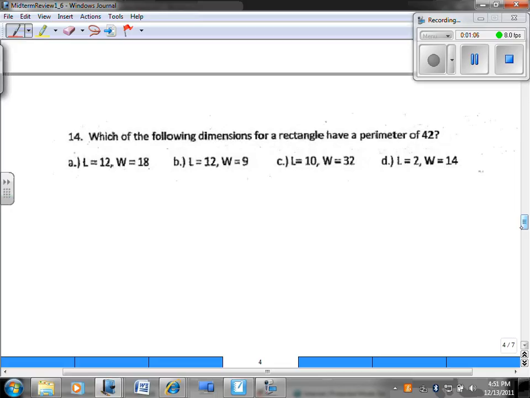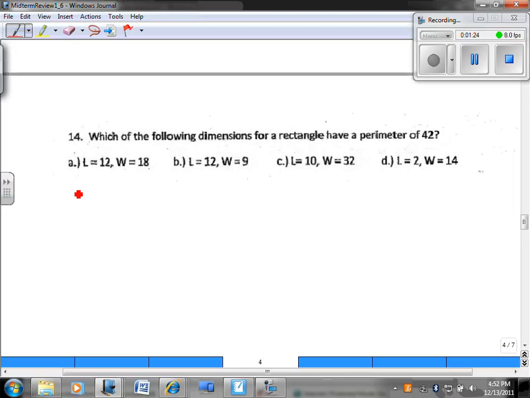Okay, 14. Which of the following dimensions for a rectangle have a perimeter of 42? Okay, we need to check all of these because it appears as though more than one might be the correct answer. So we're going to check all of them.